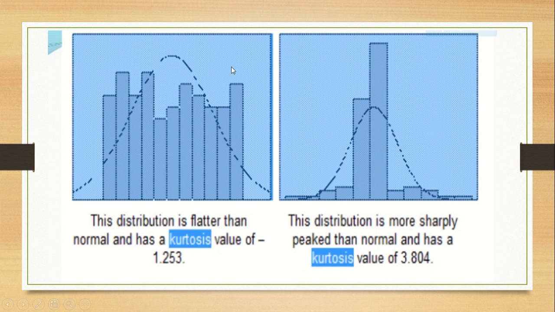So for example, this one. We have this graph, so the distribution is flatter than normal and has a kurtosis value of 1.253. Then we have here a distribution more sharply peaked than normal, and it has a kurtosis value of 3.804.